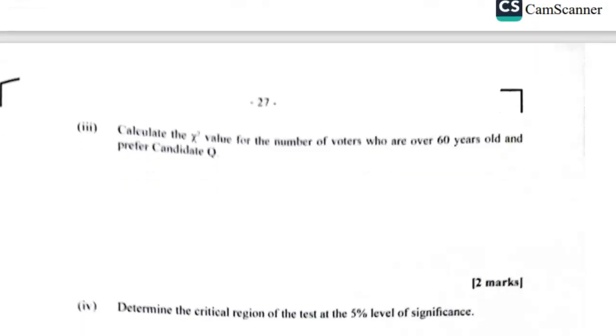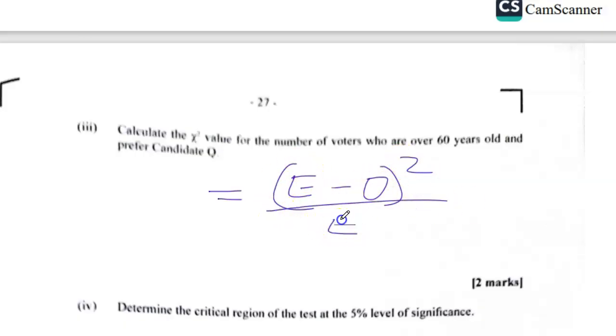Calculate the chi-square value. Calculate the chi-square value for the total number of voters who are 60 years old and who prefer candidate Q. So the chi-square value for that will be expected minus observed squared. That's the formula for the chi-square, over expected.